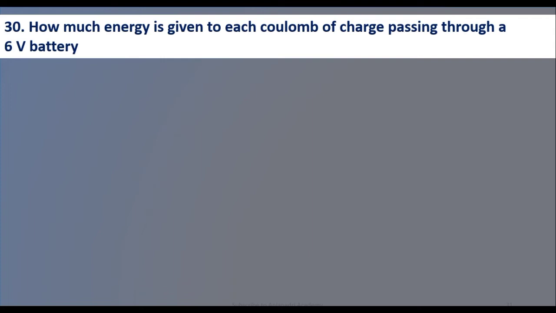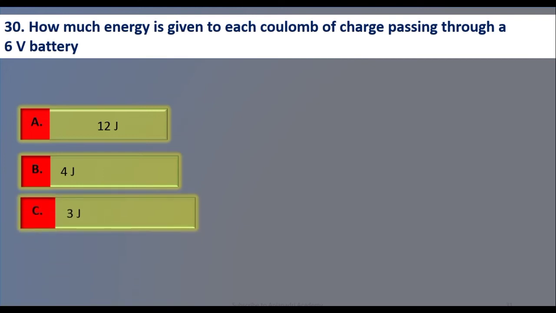How much energy is given to each coulomb of charge passing through a 6 volt battery? That is 12 joule, 4 joule, 3 joule, 6 joule. See, what is the formula for voltage? V is equal to W by Q.